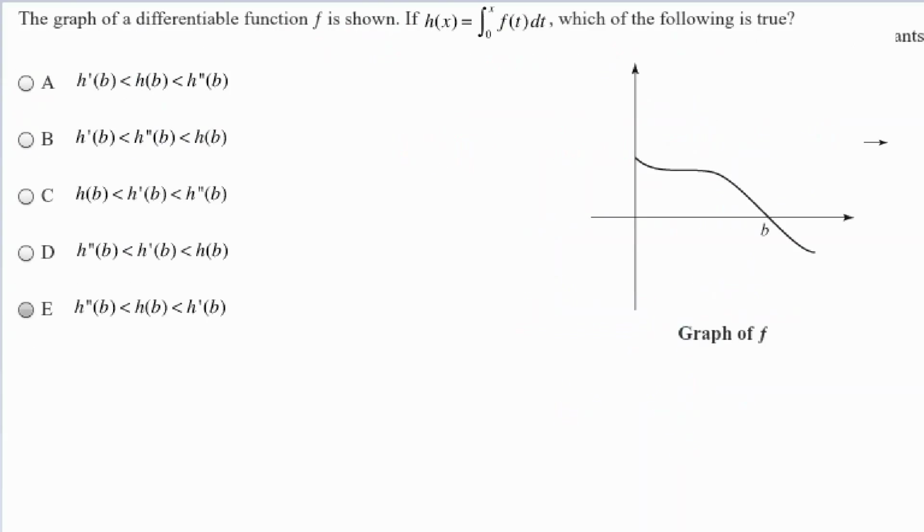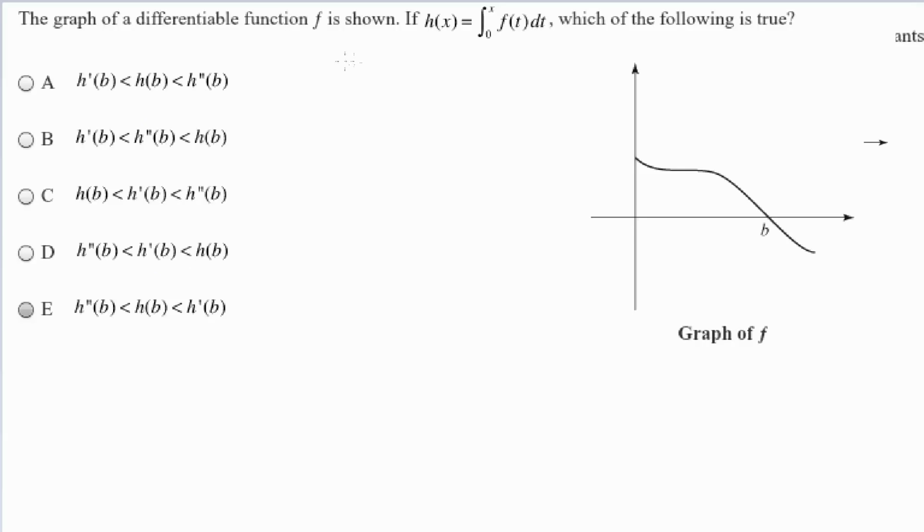Number 23 is kind of our classic graph and integral problem. The graph of a differentiable function f is shown. If h of x equals the integral of that from 0 to x, which of the following is true? And you know, they do that thing of which is false, which is true. Very good reading problem too. So if h of x is this, and we're talking about h prime and h double prime, obviously we kind of want to differentiate those things.